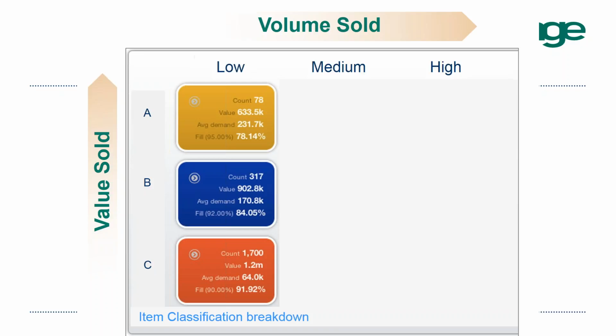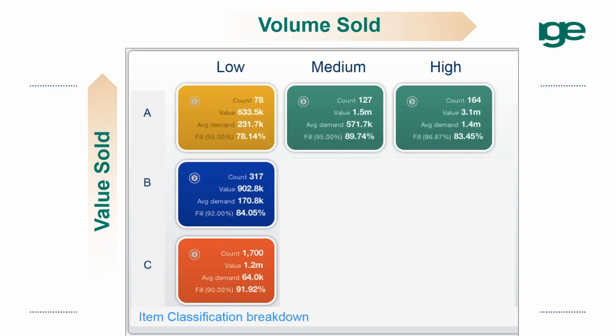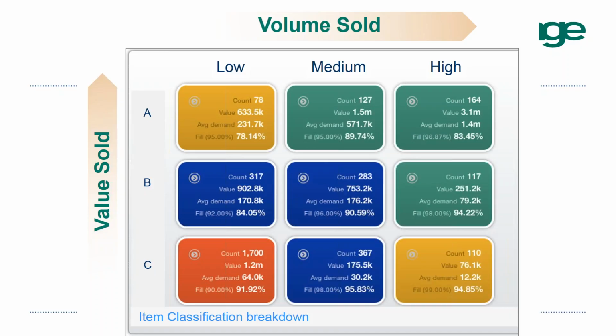Then it'll take the same item and rank it based on its inventory turns. And it'll rank it as high, medium, or low. So that produces a 3x3 matrix. And every item is going to fall into one of those 9 boxes, which is the intersection of an A, B, or C row and a high, medium, or low column.